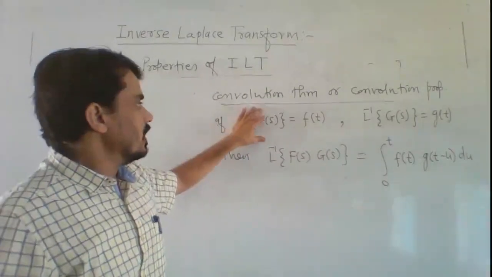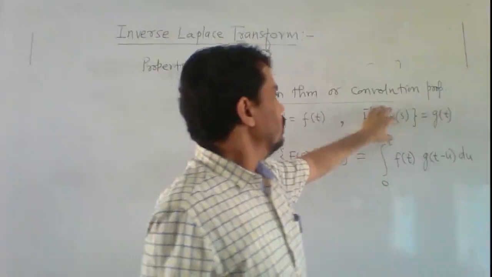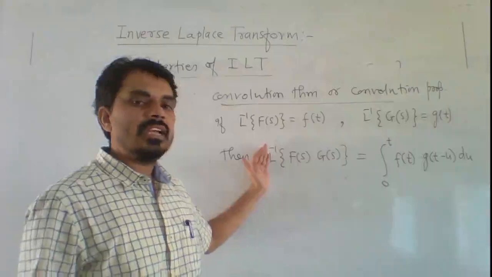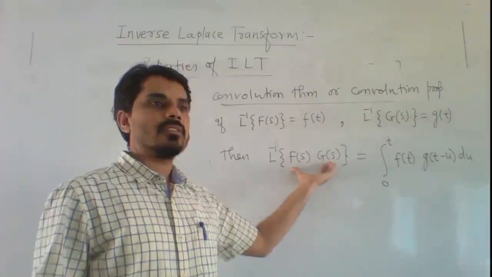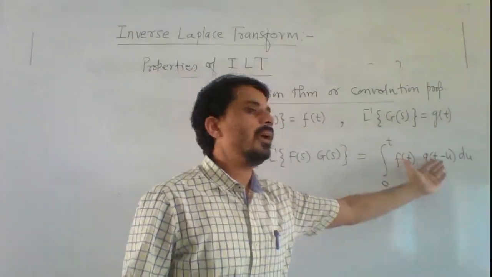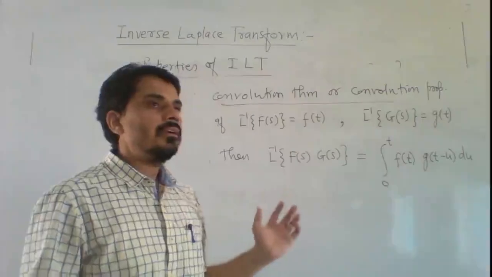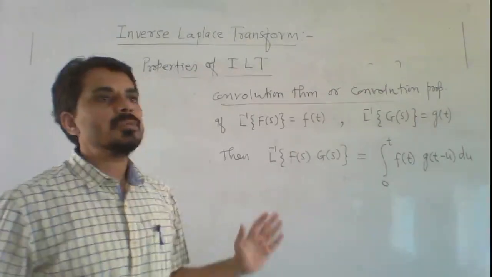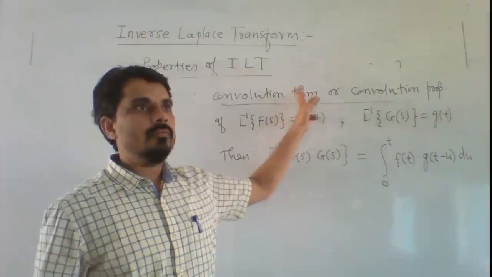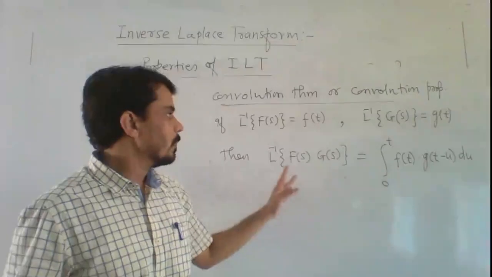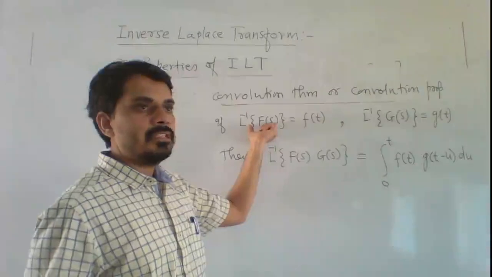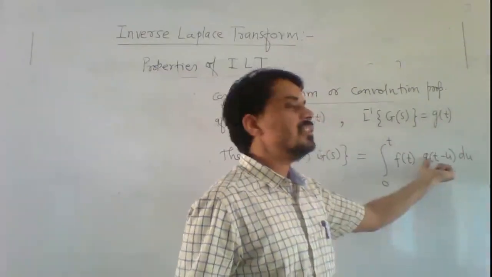If the inverse Laplace of f of s is f of t, and the inverse Laplace of g of s is g of t, then the inverse Laplace transform of the product of these two functions is equal to the integral 0 to t f of u g of t minus u du. So when we find the inverse Laplace transform of a product of two functions, we shall use the convolution theorem or convolution property of the inverse Laplace transform, and it is equal to this. What is f of t? f of t is the inverse of f of s, and g of t minus u.